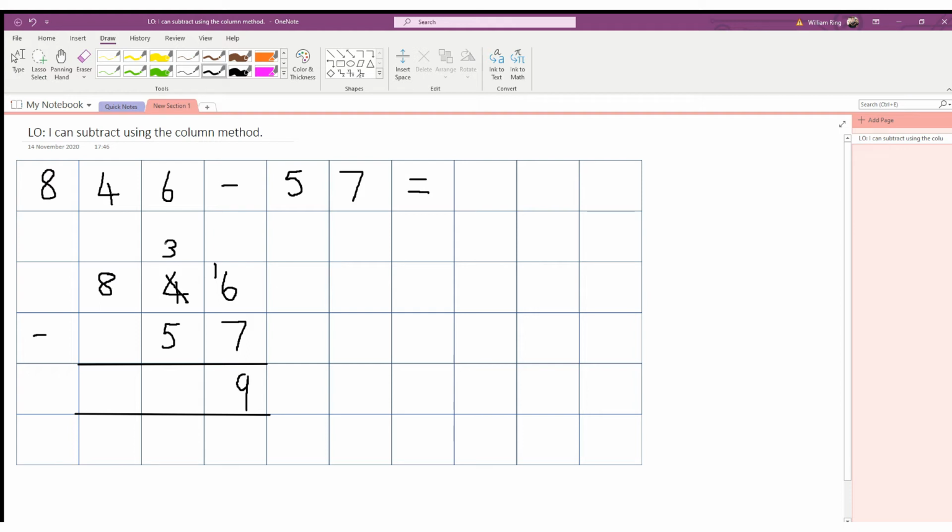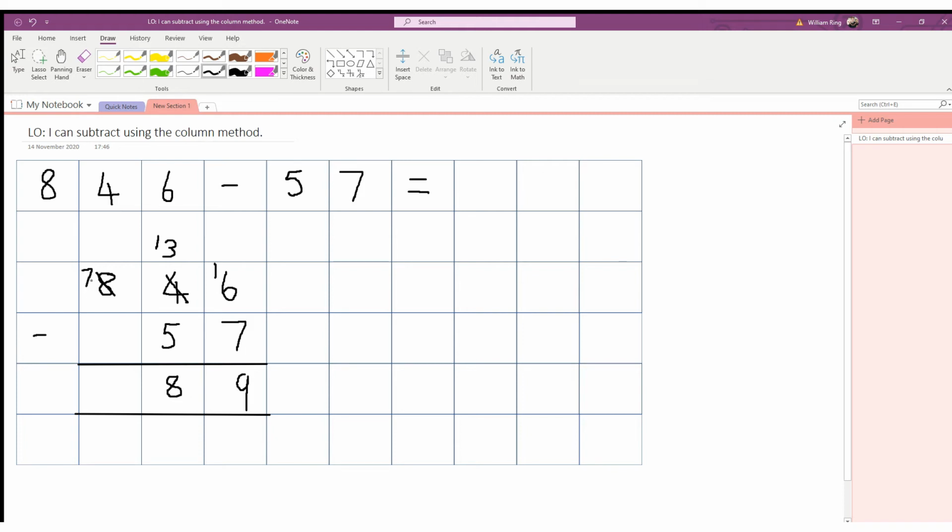Now we need to take away from the tens column. So we've got 3 tens take away 5 tens, which we can't do. So we're going to have to exchange from the hundreds column. At the moment we've got 800. So I'm going to cross that out and replace it with 7 for 700s and move my 100 over here onto the 3 tens. So now I've got 13 tens, or 130. 13 tens take away 5 tens is 8 tens.